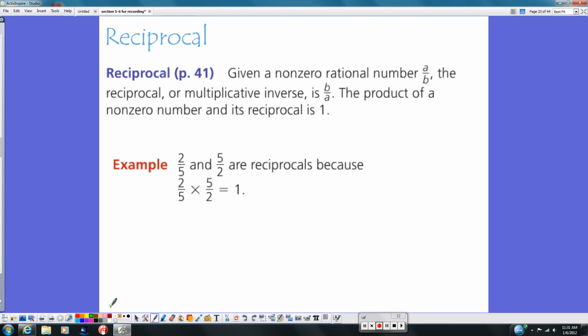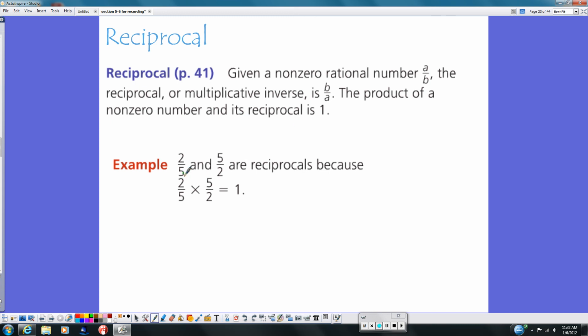Before we move on with perpendicular lines, we need to review reciprocal. A reciprocal is, if you have a non-zero rational number, in other words a fraction, a over b, the reciprocal, also known as the multiplicative inverse, is b over a. When you multiply a non-zero number and its reciprocal, you're going to get 1.